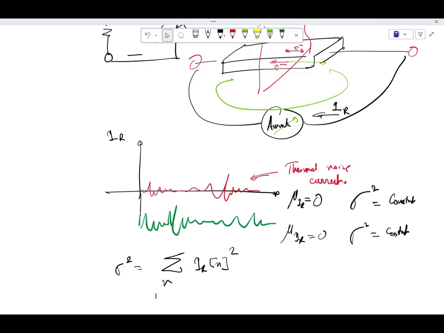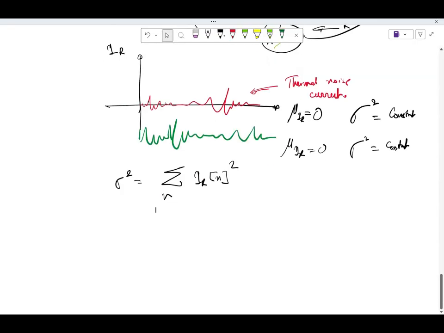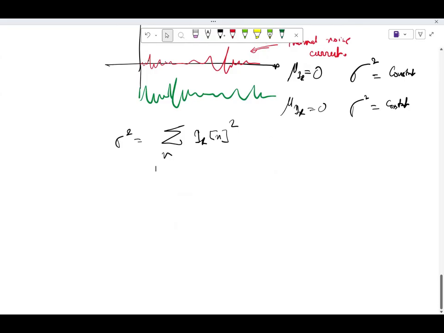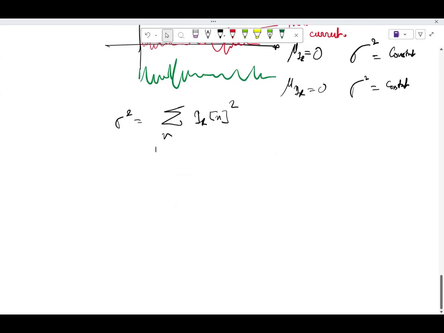More particularly, this is called thermal noise, because the generation is thermal. Okay, fine. So the next stuff: this is one time domain experiment that we did, and I told you about some of these properties.